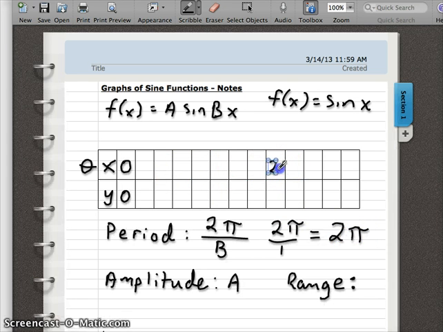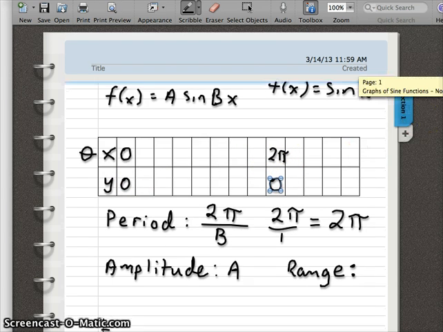So if I know my angle measurement is 2 pi and I plug it in, the sine of 2 pi is going to be 0 as well. And you can either evaluate that based on your unit circle knowledge, or you can plug it into a calculator. If your calculator is in radian mode and you type in the sine of 2 pi, it should give you 0. Same thing if you type in sine of 0, it should give you 0, as long as you're in radian mode. Alright, so we've got the period length.